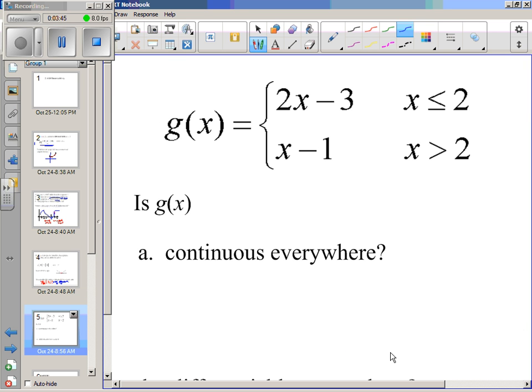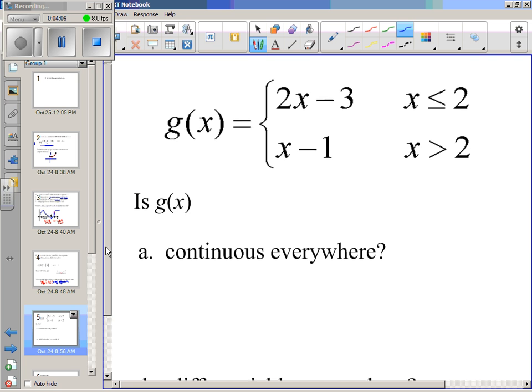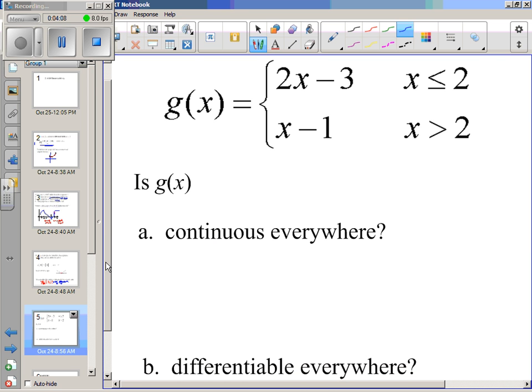Okay. This next example, we have a piecewise function, and we have to figure out if this is continuous everywhere. That's the first thing they want us to do. And so we have the function g of x equals 2x minus 3 when x is less than or equal to 2, and g of x is equal to x minus 1 when x is greater than 2. So first things first is trying to see if this is continuous everywhere. And when our function is continuous everywhere, we know that they're going to intersect at that point at 2.